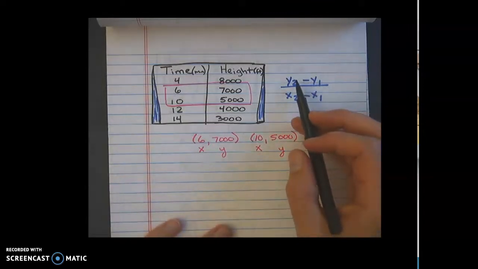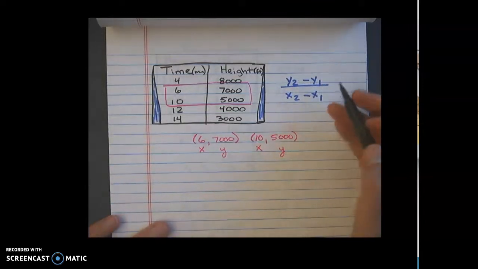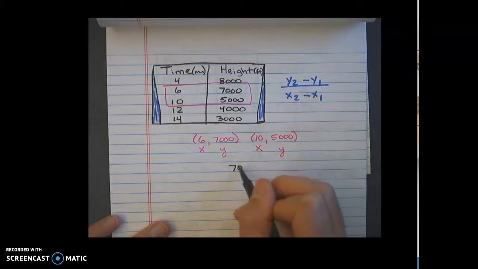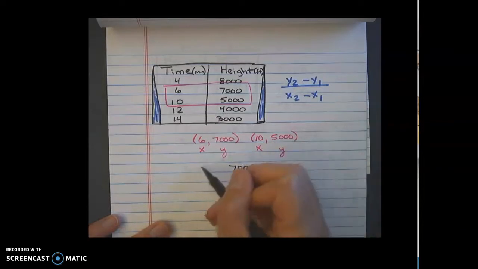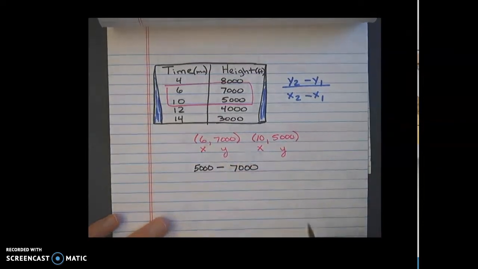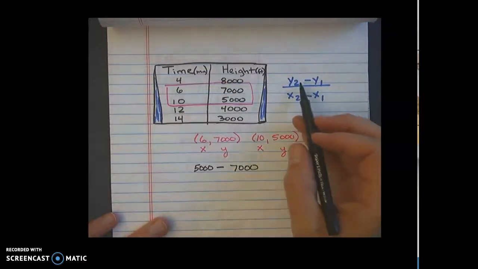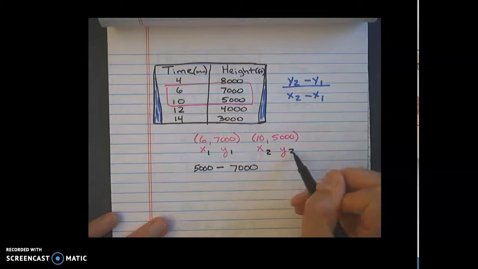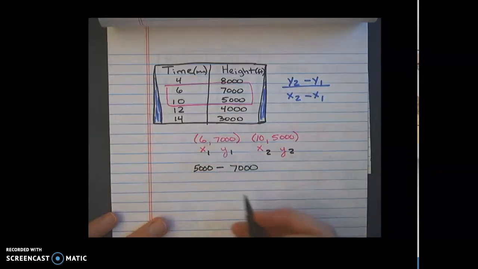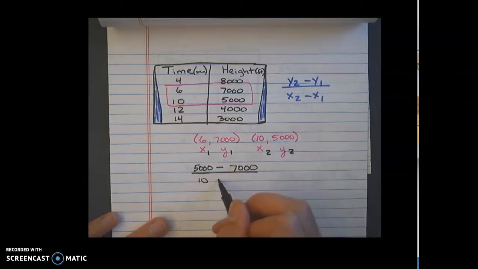So we're going to take our second y value and subtract our first y value. So in this case, it's 7,000 feet. Sorry, that's not our second. Our second y value is 5,000. So 5,000 feet, take away 7,000. So 5,000 being the y2 value. Should write that down. Minus 7,000, that's our y1 value. All divided by our x2 value, which is 10 minutes, minus our x1 value, which is 6.